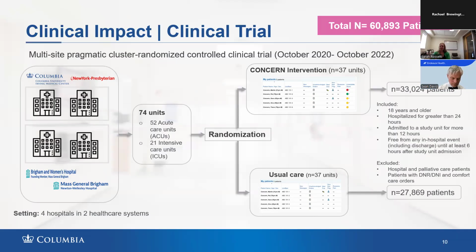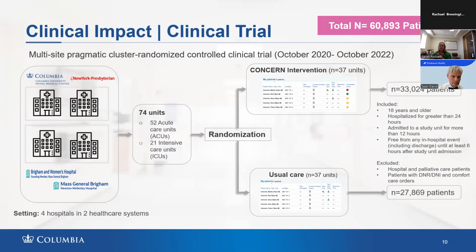We were actually delayed in our implementation originally by a year because here at Columbia, we were going live with the Epic EHR system. So we delayed our implementation there. And so it was a 1-year trial at each site. First up in Boston, Brigham and Women's, Mass General Brigham system went live. And then the year later, we were live here at Columbia.